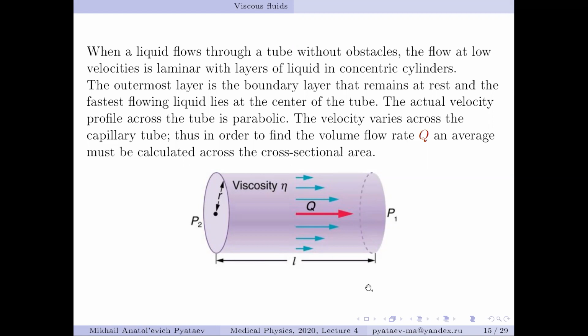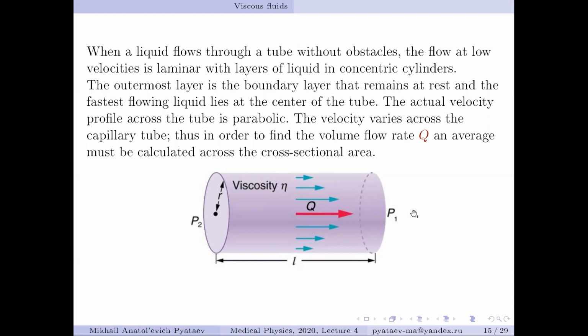So Poiseuille solved the problem of how much liquid will pass through the cross-section in a given time, if we know the radius of the tube, we know the viscosity of the liquid, and we know the pressure difference, P1 and P2.